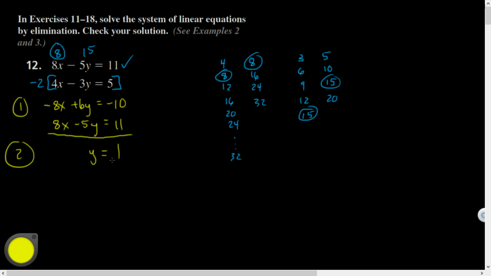Now, sometimes you have to solve for this remaining variable, but it actually was already solved for. So step 3 is the solve part, and step 3 is done. y equals 1.